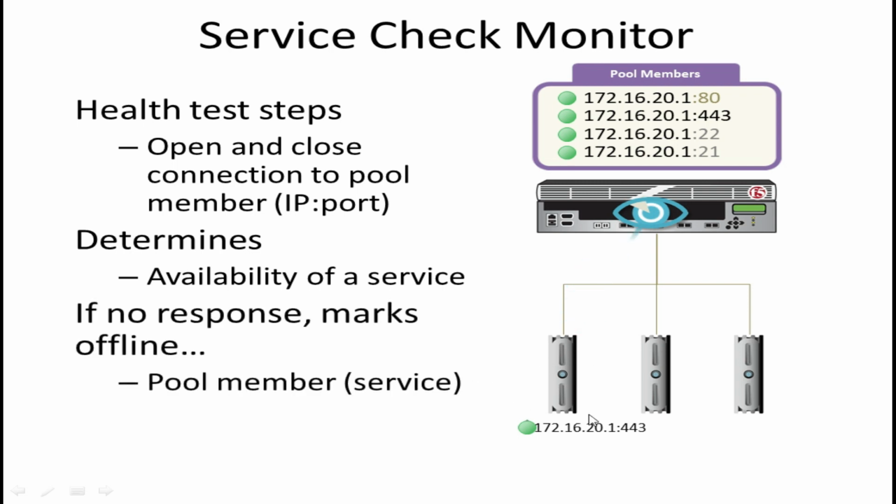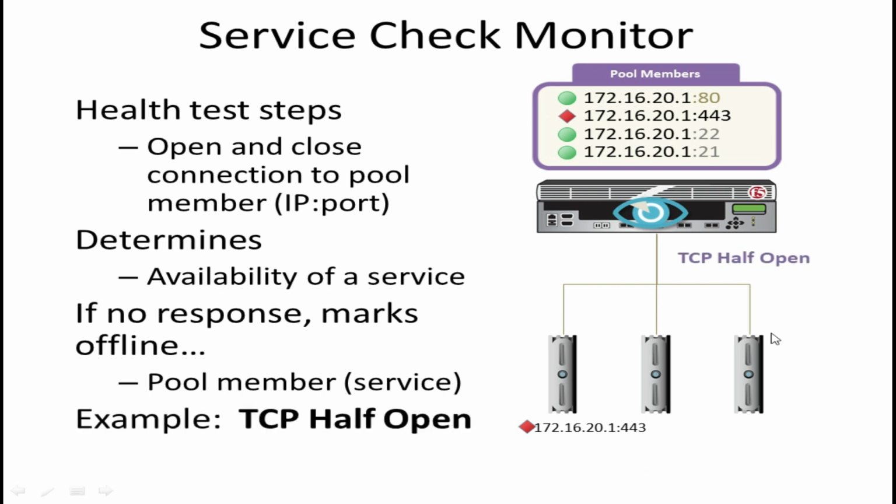If no response is there, then the pool member will be down. You can see that this pool member is down only for which service? Only for 443, because we are monitoring here for 443 only, not for anything else. So you can see the same node which is providing the services over port number 21, 22 and 80 is up, whereas if the 443 service is not responding, it will mark it as down only for that particular service.